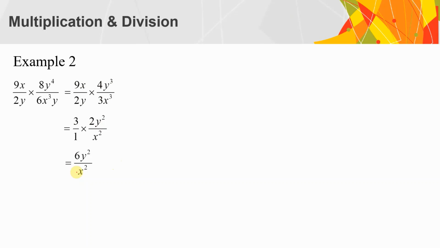In this example, it's okay that you rewrite it again and cancel it off, so that you can see clearly how you simplify.